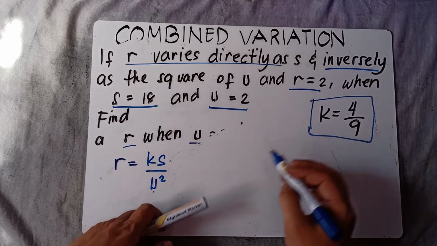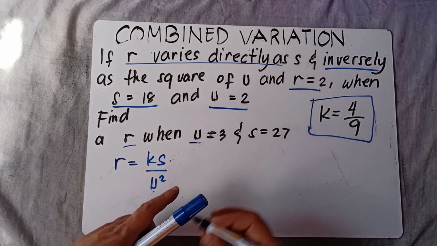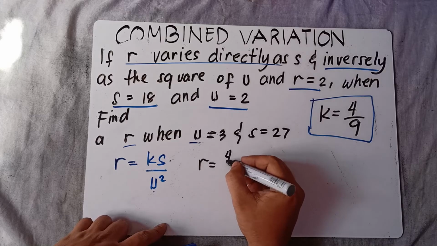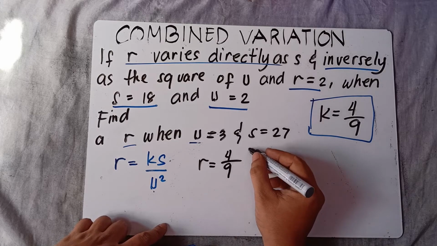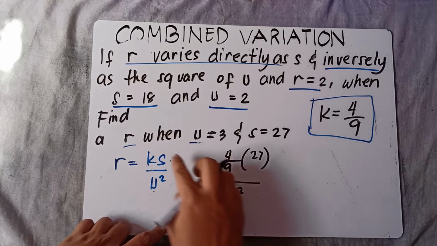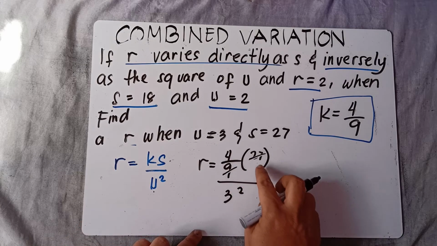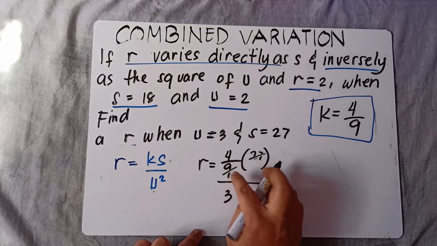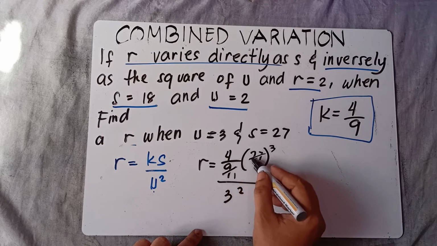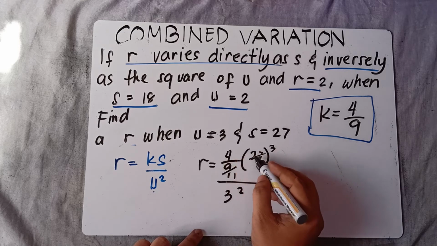Sir, can we find R? Yes, we can find R. U equals 3 and S equals 27. So substitute the value of K. We have R equals K, which is 4 over 9, and our S is 27, so multiply by 27, divided by U, which is 3, 3 squared, from this given question. You can cancel 9 and 27 because 27 divided by 9 is 3. So 9 divided by 9 is 1, 27 divided by 9 is 3. So this becomes 4 times 3.